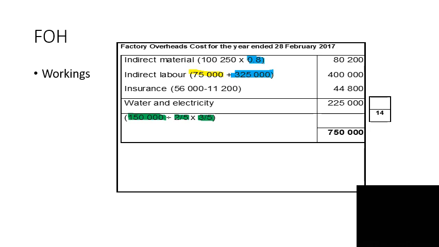If we add the 3, it will give us 750,000. So this is the factory overhead cost. You must be mindful of apportioning, either given ratio, percent, or the correct figures. Like the insurance, we were given figures instead of ratio or percent. That was the factory overhead cost.